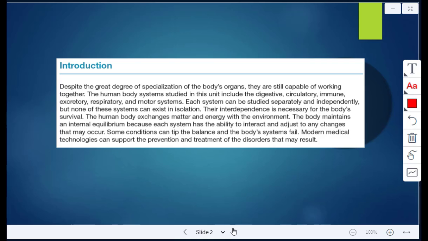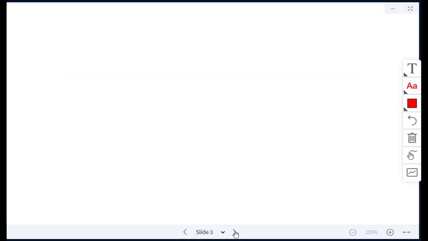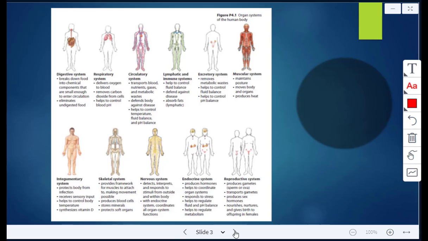All right, and we're going to take a look at the first topic, which is homeostasis. The first 2 slides here are just showing the different organ systems of the human body. So we have the digestive system, which breaks down food and eliminates the undigested food. The respiratory system deals with gas exchange. The circulatory system deals with transporting blood, nutrients, gases, and metabolic wastes. It also defends the body against disease, and controls temperature, fluid balance, and pH balance.